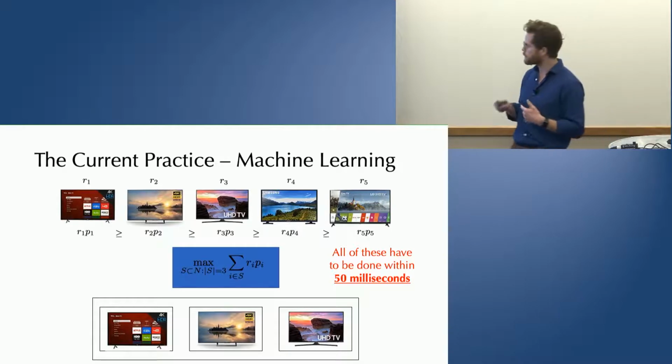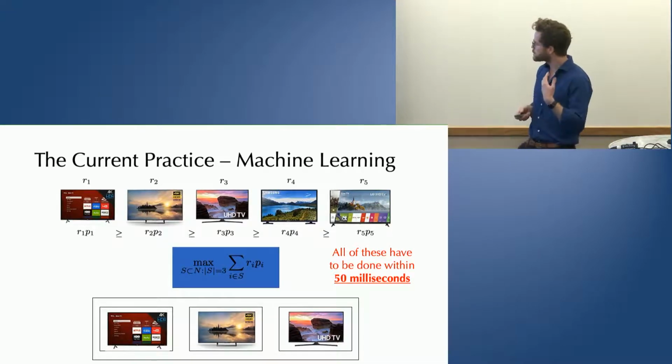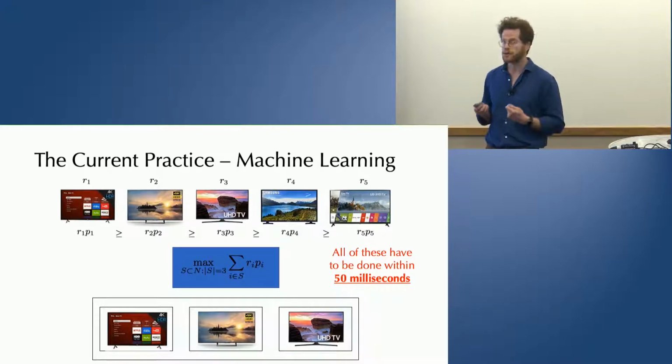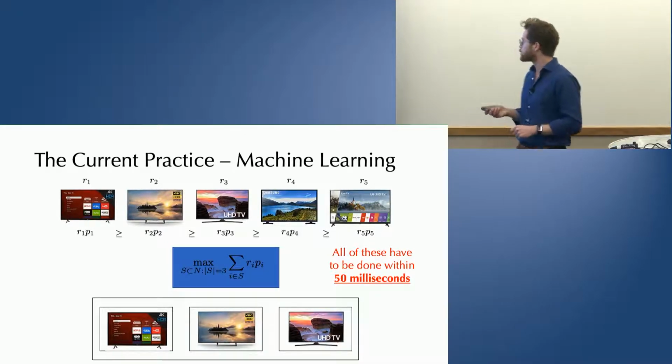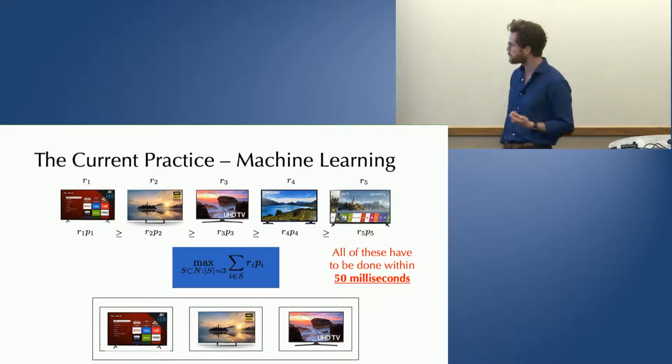So the nature of this optimization problem is both a pro and a con. It's a pro because, as I mentioned, we need to do this optimization problem online. So we need to solve things in 50 milliseconds. That's the threshold to prevent any sort of lag.